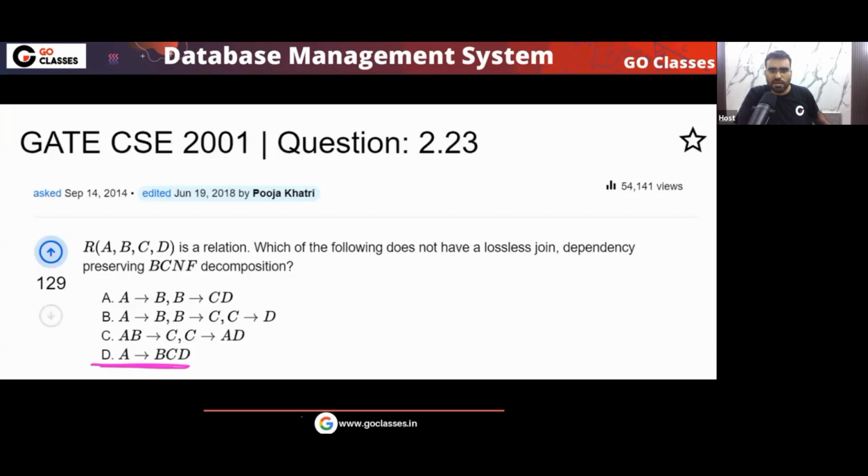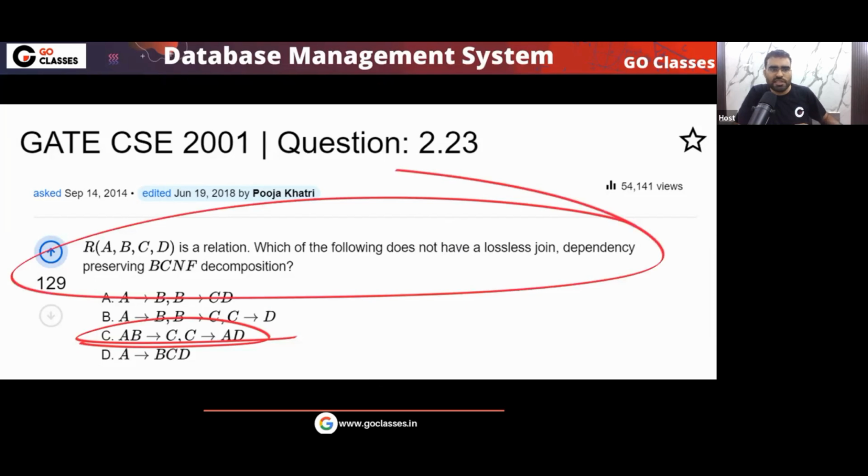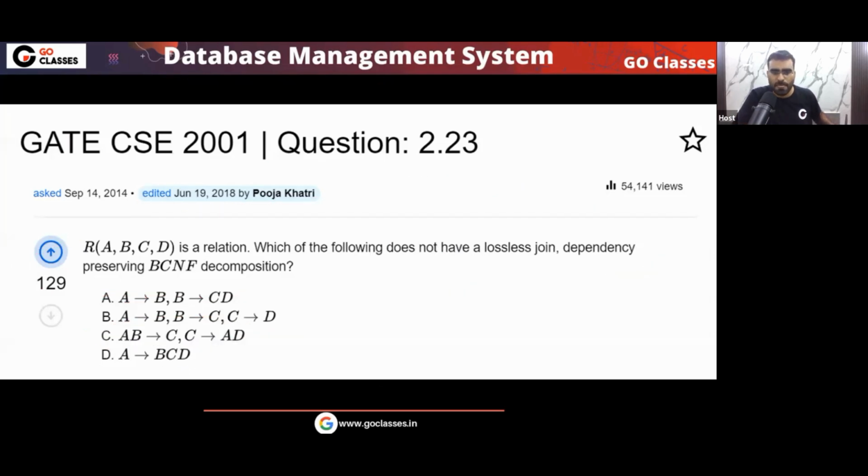Very simple. Now, if you are in the GATE exam, which option will you take? The only option that is remaining is option C. Yes or no? But now let's see option C. Option C does not have any decomposition which will satisfy all these three properties. So let's see option C now, the last option remaining.